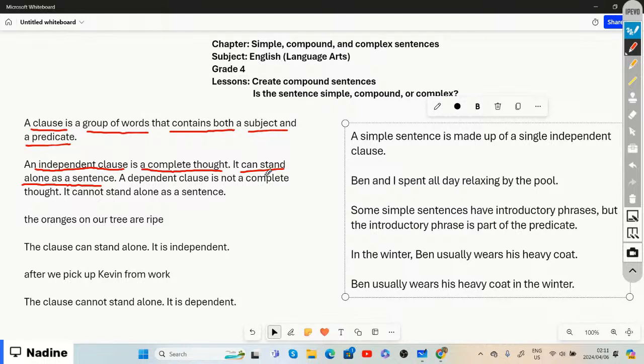Then we have a dependent clause. A dependent clause is not a complete thought, which means that it's either missing a subject or missing a predicate. It cannot stand on its own, so it cannot stand alone as a sentence, which means that it needs an independent clause in order to complete the sentence or to complete the thought.